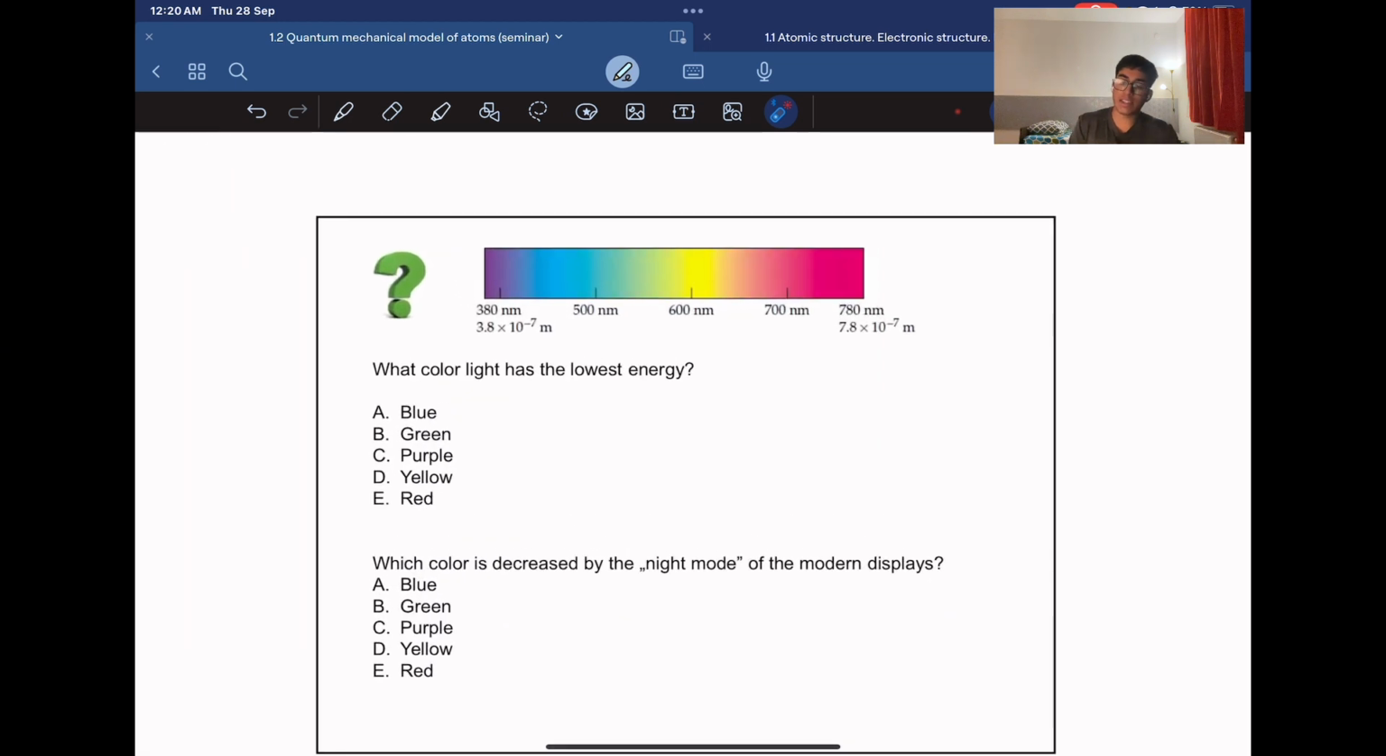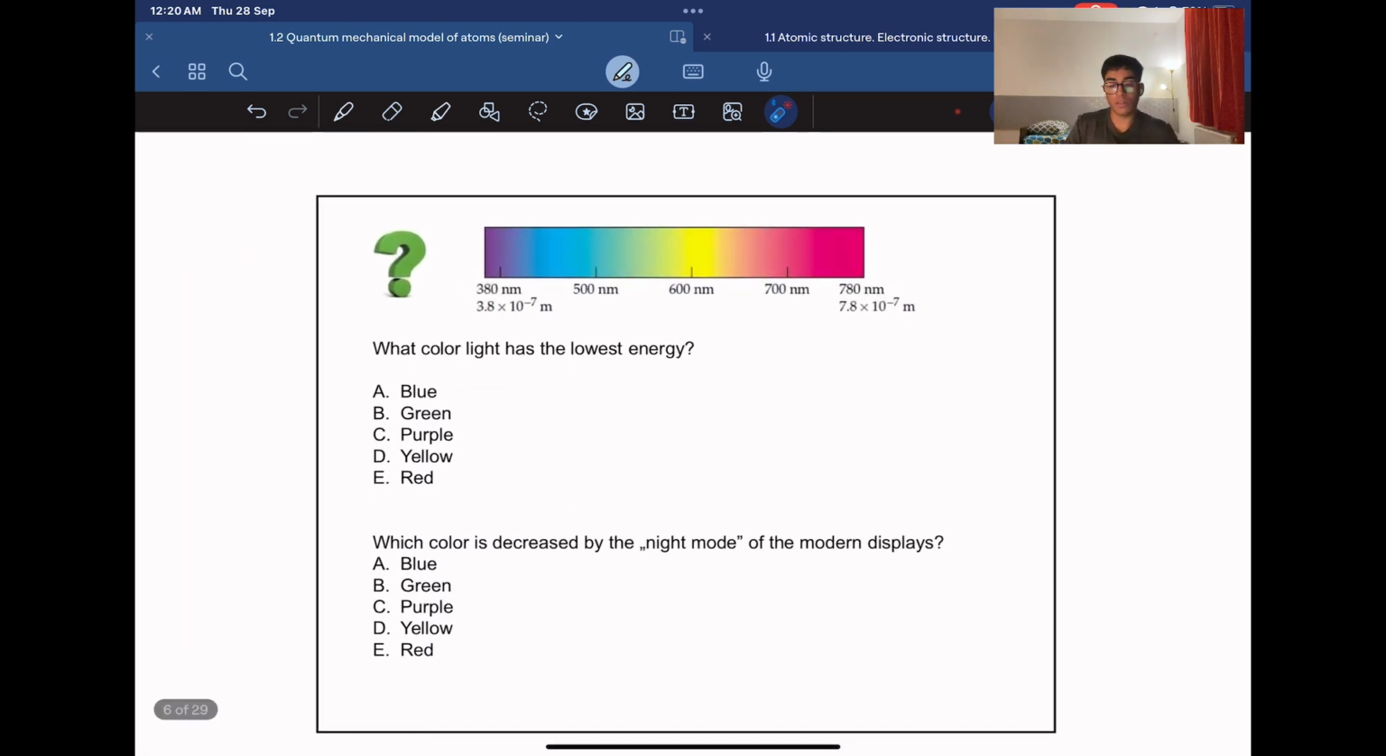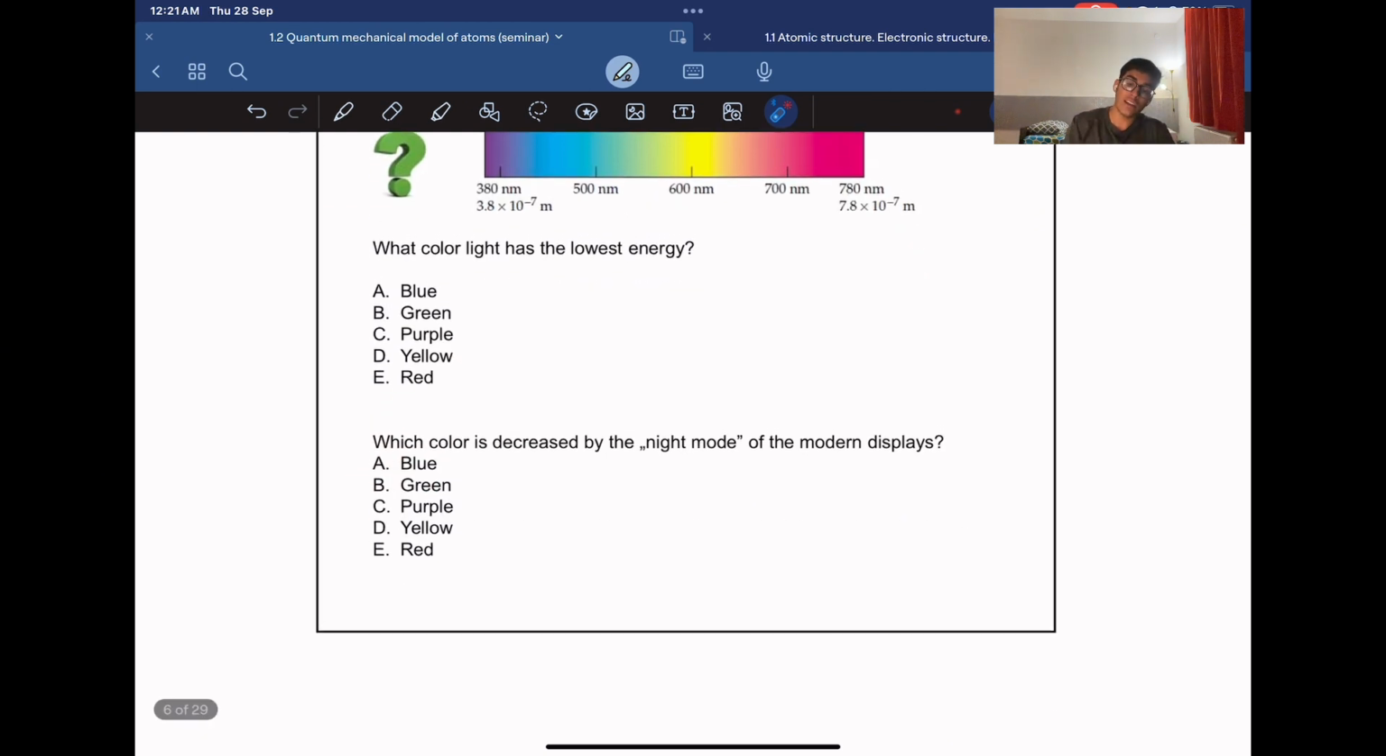Now moving on to the next slide, we have a few more questions. Let's solve them. What color light has the lowest energy? Now we had just learned energy is directly proportional to frequency, and frequency is inversely proportional to wavelength. I'm going to keep repeating this because it's important. Since frequency is inversely proportional to wavelength, energy is also inversely proportional to wavelength. Now, since they're asking for the lowest energy, that means we want to look for the highest wavelength. And the highest wavelength here is red. So the answer over here is red.